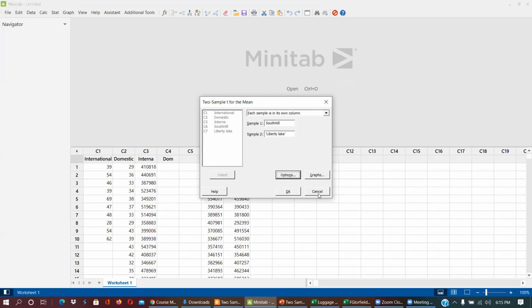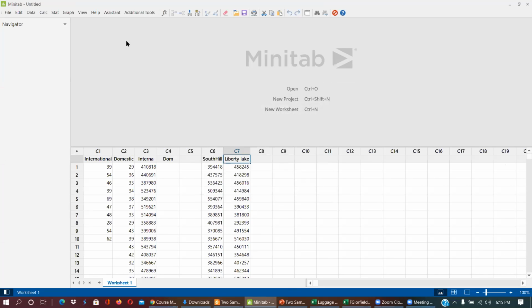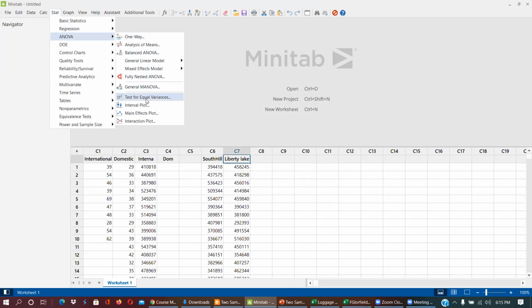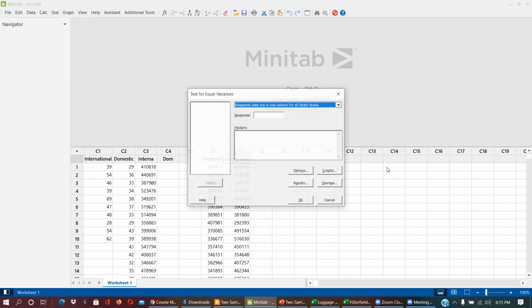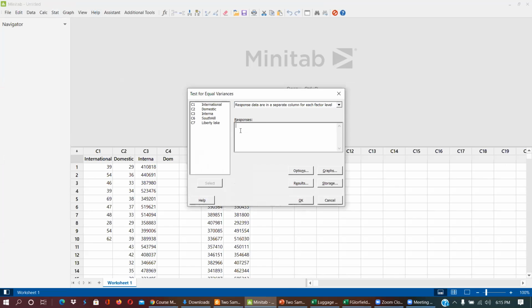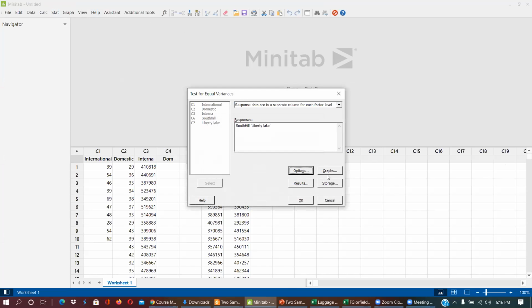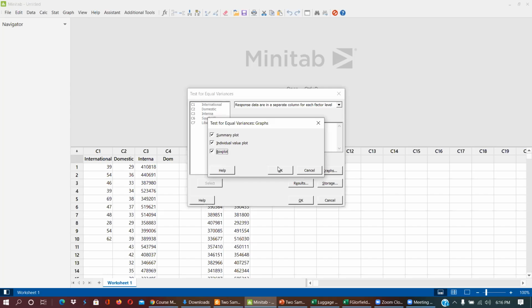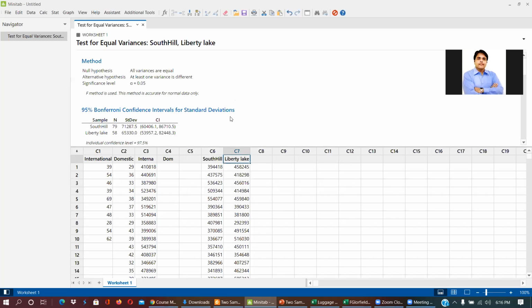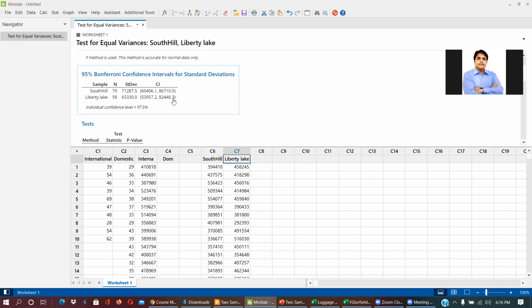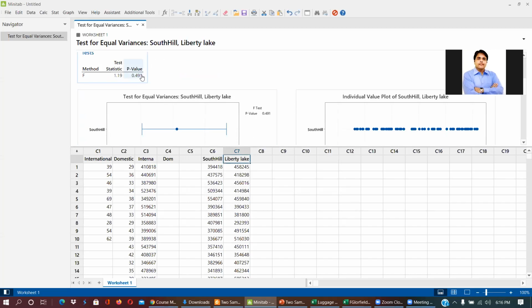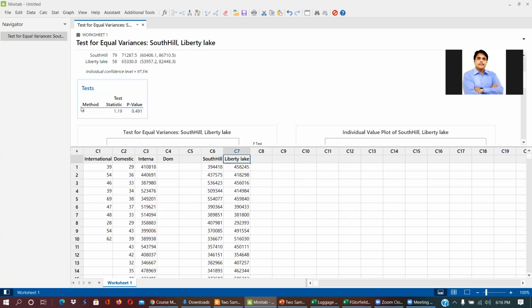So before going into this, I'm going to check here ANOVA, and here we have test for equal variance. Okay. And South Hill, Liberty Lake options. Okay, I'm just going to assume normal distribution, and we can also see the individual plot, and so this is the option. So it saves all your energy, and you can see the p-value. What we can decide.